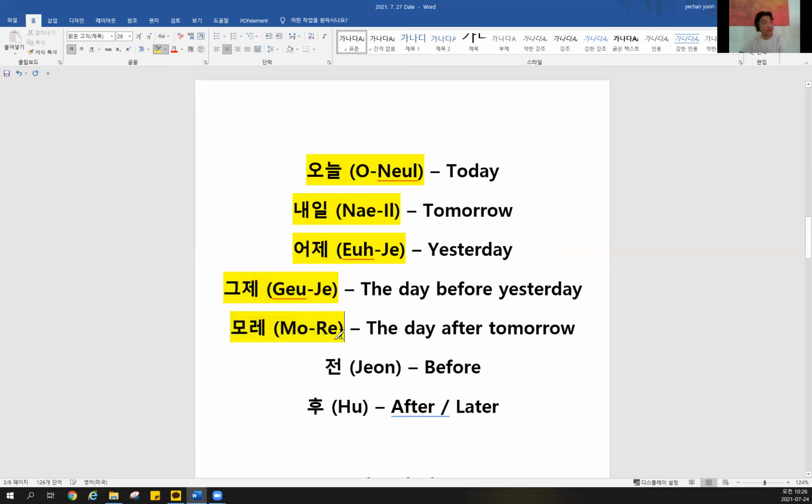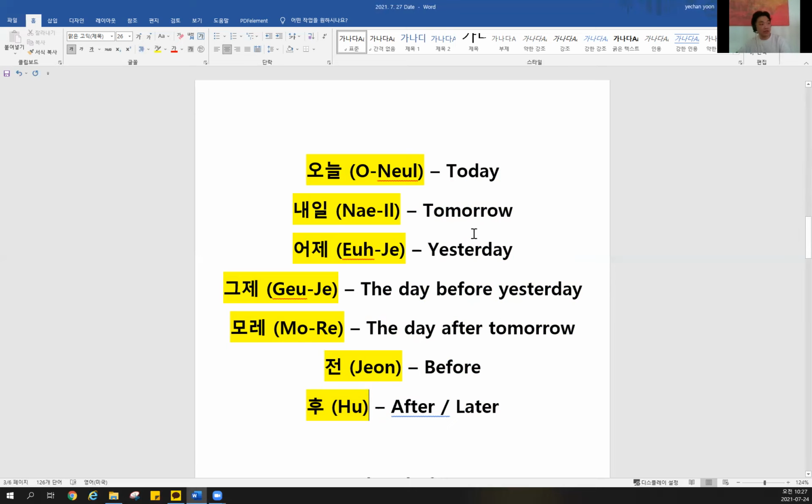The day after tomorrow is 모레. And for the other things, after, later, and before, I just wrote them down because we use these words a lot as well. Okay, so before we can say 전. All right, after or later is 후.